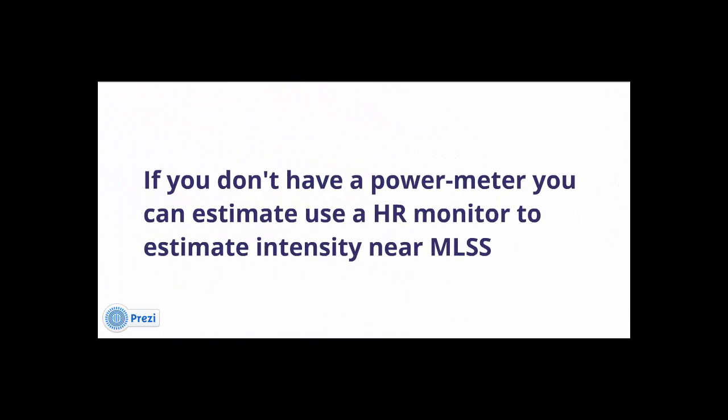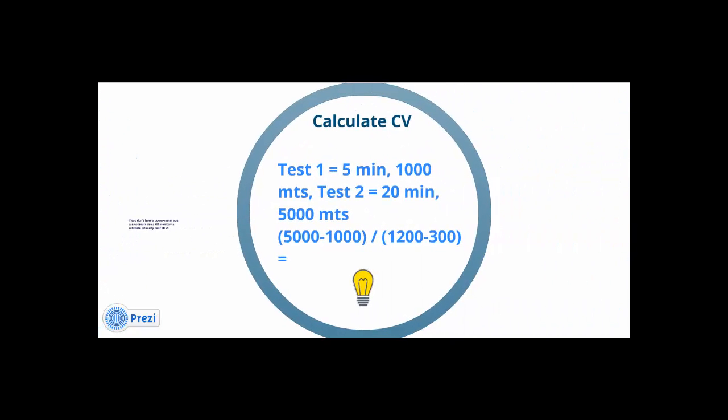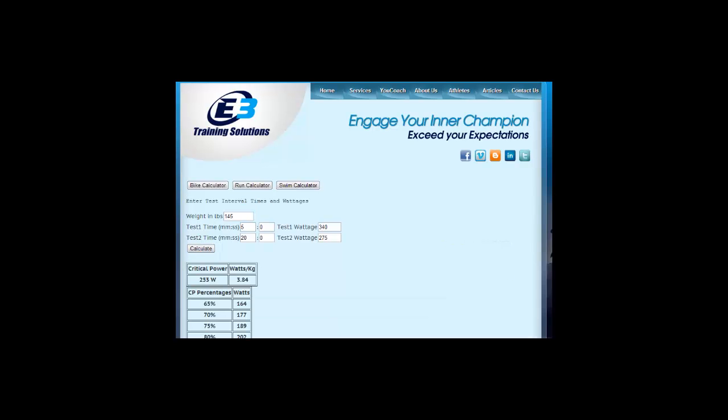If you don't have a power meter, you can estimate your MLSS with a heart rate monitor. However, this is a little more tricky and less accurate, and is something we'll discuss in coming videos. You can do the same for swimming and running using critical velocity, and same thing, you do a couple of tests, different durations, and then you can estimate your speed. However, if all this math talk is making your head spin, just go to our website, enter your numbers on our calculators, and voila, get your numbers.